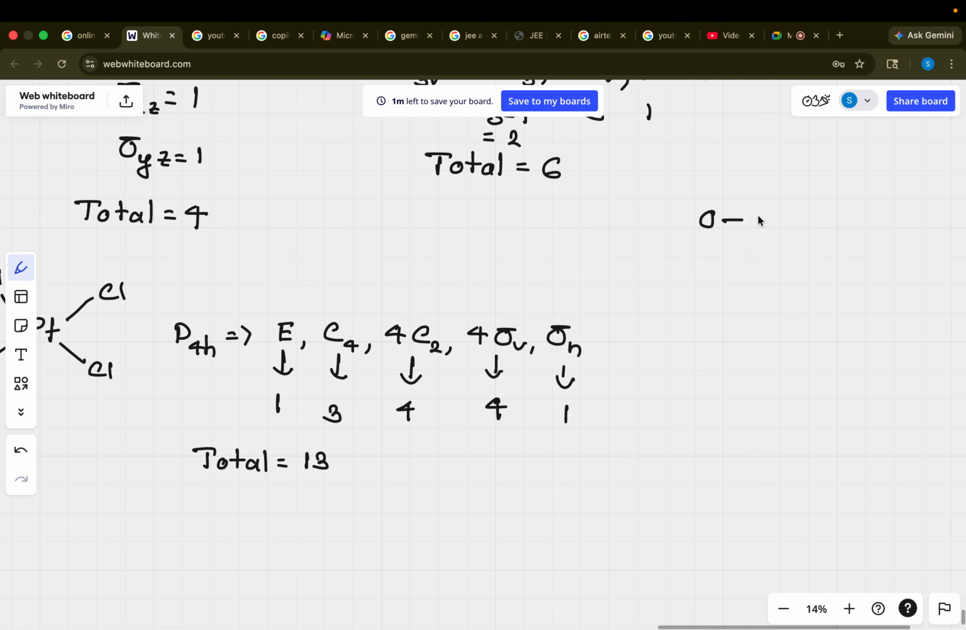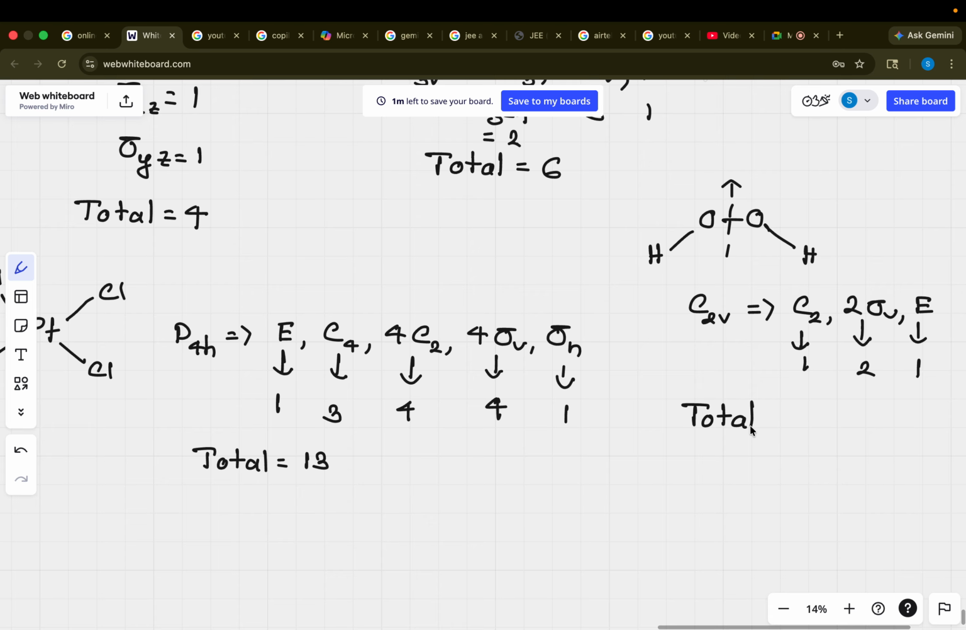Similarly, suppose you have this H2O molecule. Okay, this H2O molecule. So here also you will have the C2v point group. So in the C2v point group you will have C2, 2 sigma v, and identity. So for C2 you will get 1, for 2 sigma v you are getting 2, and for identity you are getting 1. So in total you have 4 operations for this C2v point group.